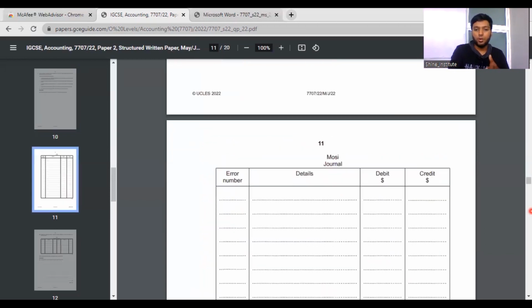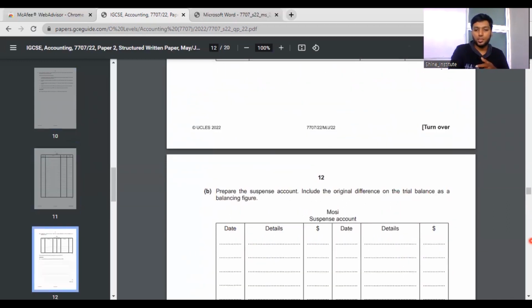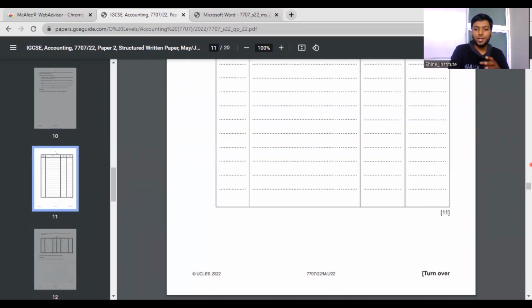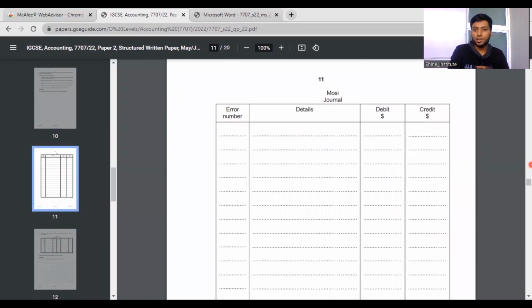They have given a format: error number, details, debit and credit, and then they have given a suspense account. It says to include the original difference on the trial balance as a balancing figure. So I'm going to take both these accounts, but before that I just need to draw the format. So be with me. I'll draw the format and start the sum.